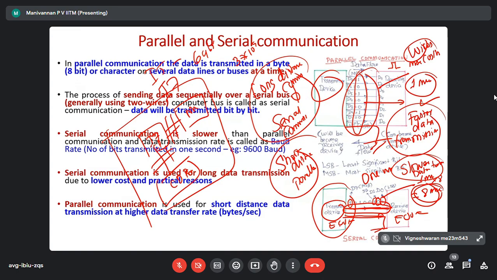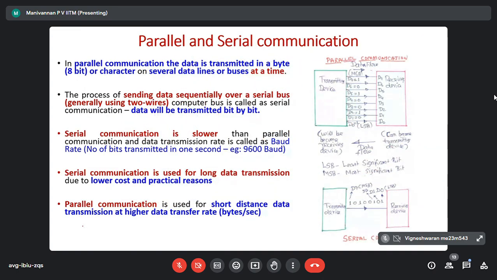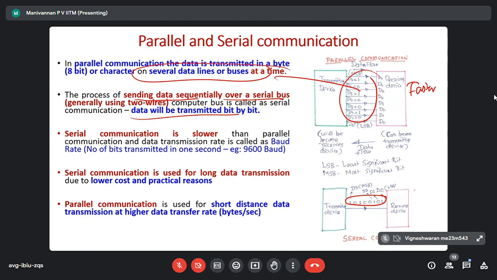Okay. Now that you understand what the parallel bus and the serial bus are: sending data sequentially over a bus is called a serial communication system. Data is transmitted bit by bit like this, whereas in the parallel bus it is transferred at a time. This is faster, this is slower. This is costlier, this is cheaper. I'm talking about initial cost.